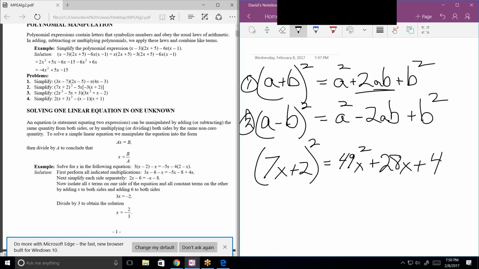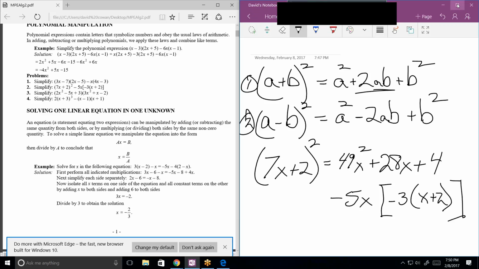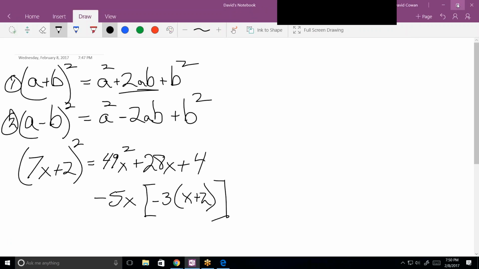Okay. Now, let's look at the rest of this. We've got minus 5x times minus 3 times x plus 2. When you have double brackets like this, how do you handle it? In other words, let's just do this part next.